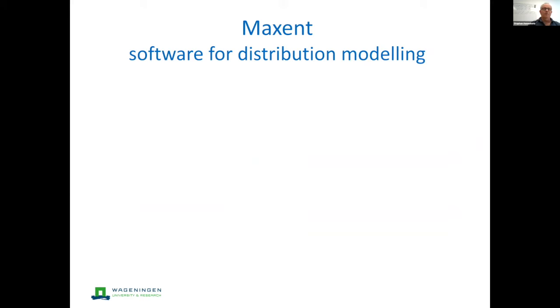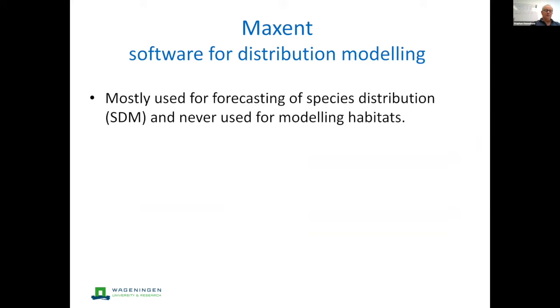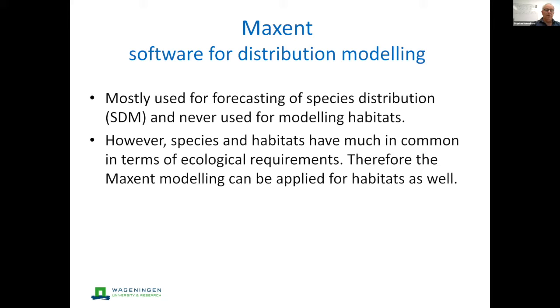So we use the Maxent software for the distribution modeling. Maxent has mostly been used for forecasting species distribution, SDMs, and actually never used before for habitat modeling. But species and habitats have a lot in common in terms of ecological requirements. Species may occur under certain abiotic conditions, and the same counts for habitats. Habitats also have certain requirements when it comes to the abiotic circumstances. So if you can use the model for species, then you can also use it for habitats, especially if the habitats are in ecological terms very well defined.